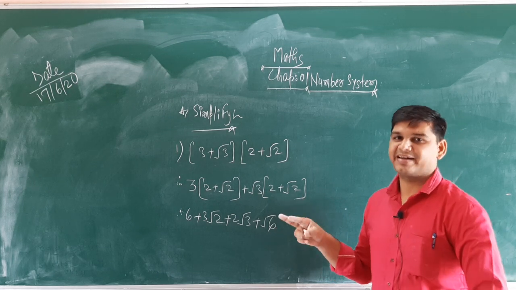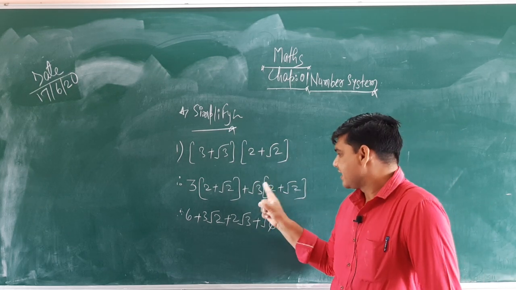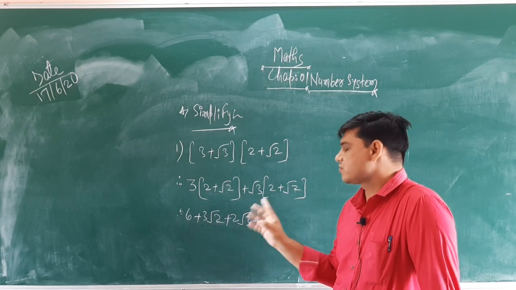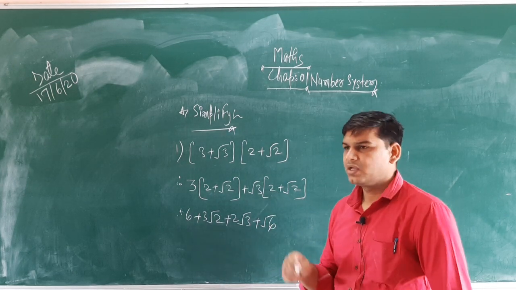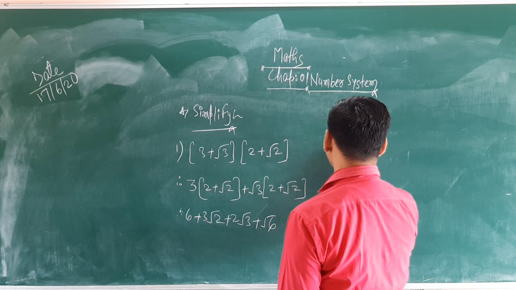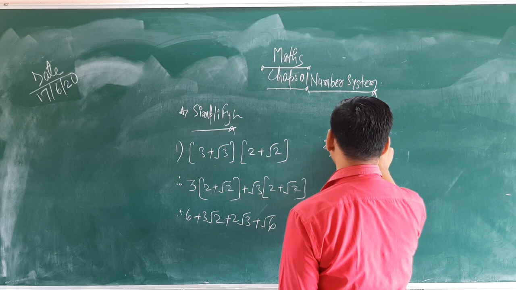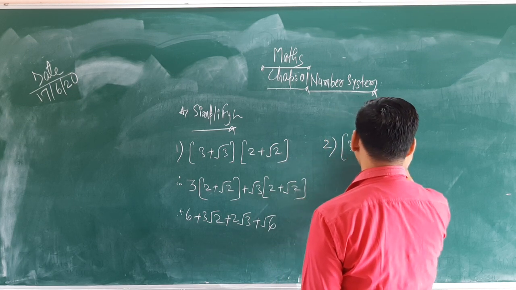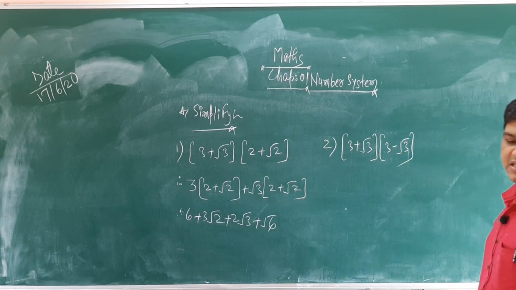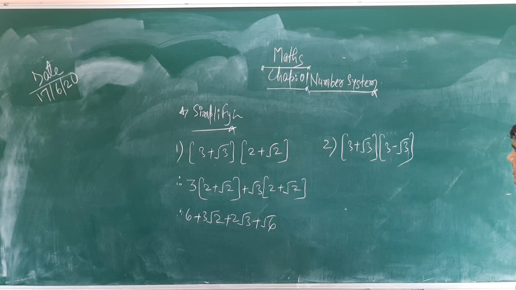So a rational number and a rational number will be multiplied, an irrational number and an irrational number will be multiplied, but a rational and an irrational are never multiplied together, so it can be written directly right here. Okay, I'll take another example, like 3 plus root 3 and 3 minus root 3.